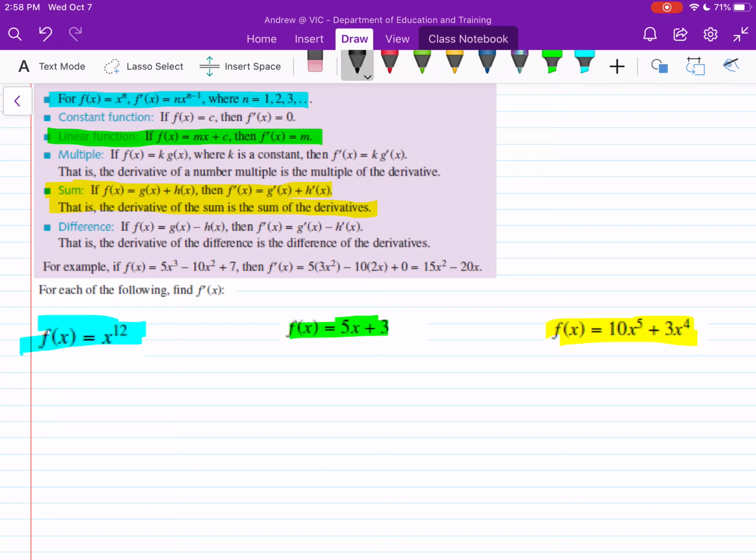So for our first one, we've got f(x) is equal to x to the power of 12. You can see I've highlighted in blue up the top here that f(x) is equal to x^n. So that's what we've got here, x to the power of 12, where n is 12. f'(x), our derivative, is going to be n x to the n minus 1. So that just means we multiply whatever's out the front of the x and then we drop the power down by 1.